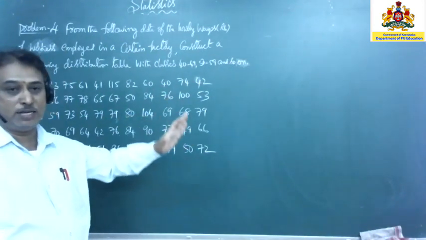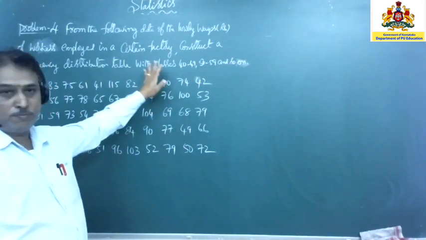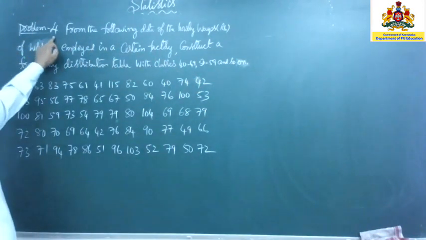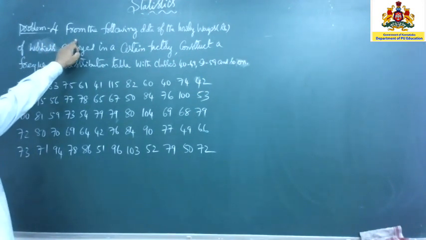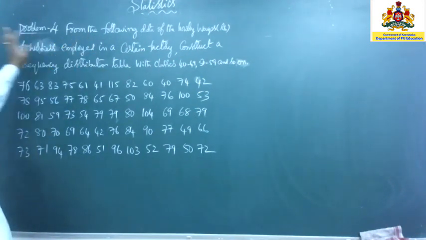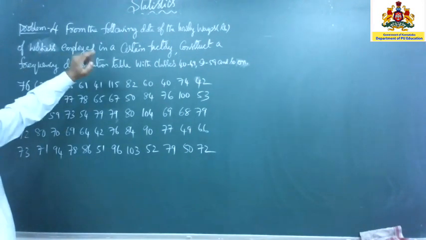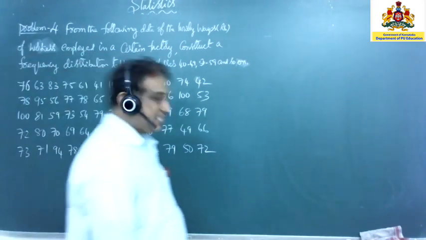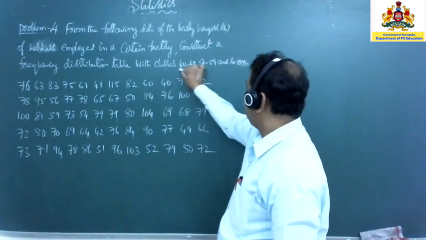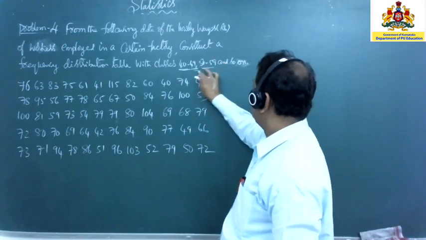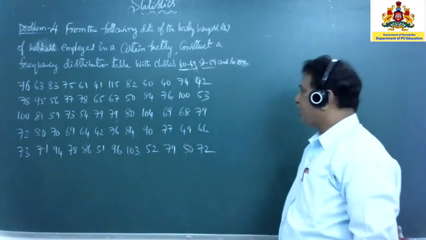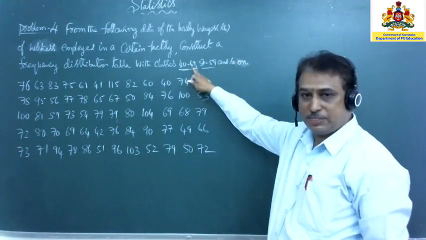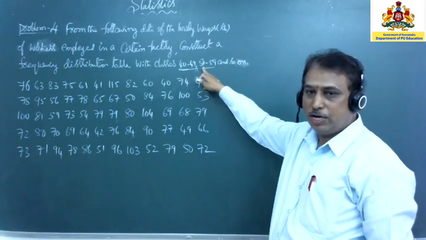After understanding the first 3 problems, the fourth problem, I will explain the question. You have to do it yourself. Problem 4. From the following data of the hourly wages of workers employed in a certain factory, construct a frequency distribution table with classes 40 to 49, 50 to 59, and so on. That means 40 to 49, this upper limit of the first class is not same as the lower limit of the next class.